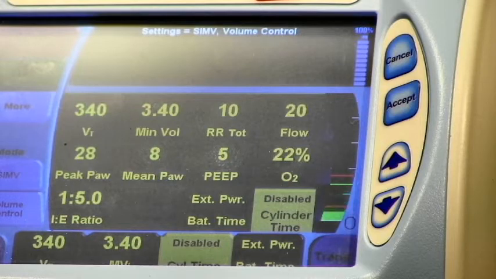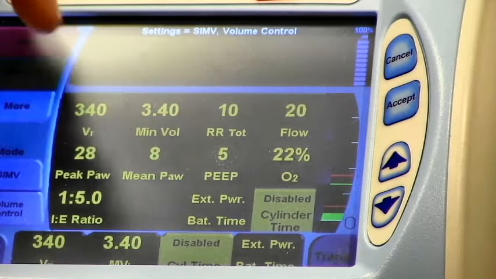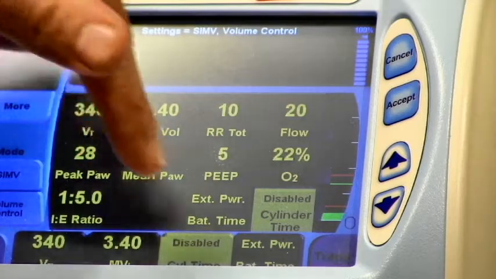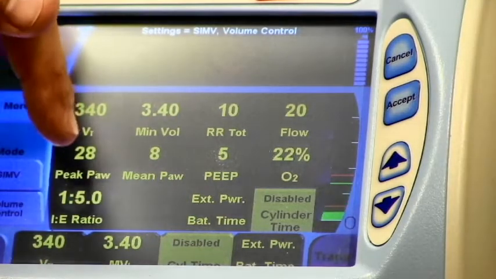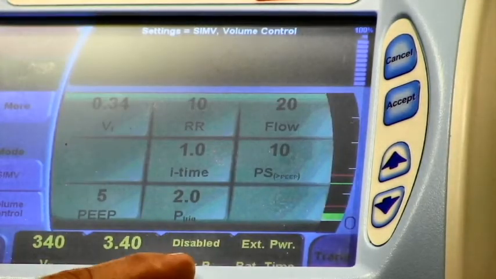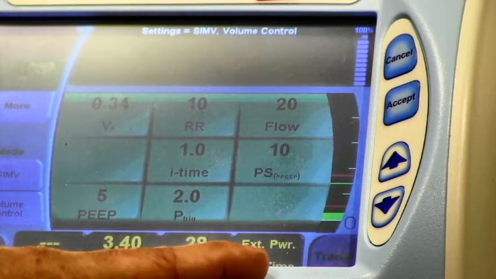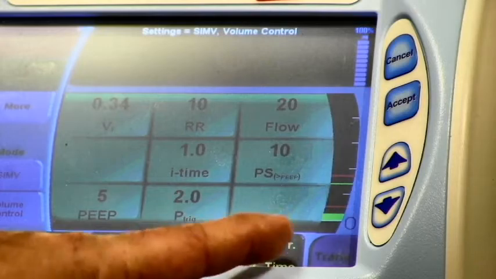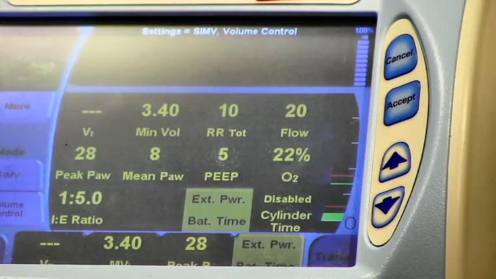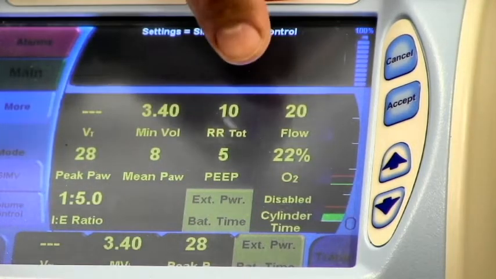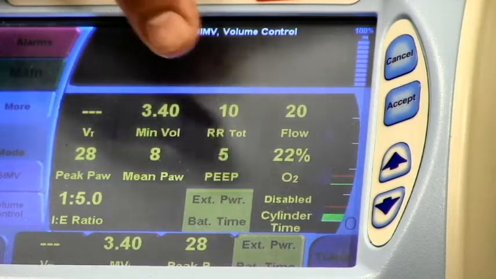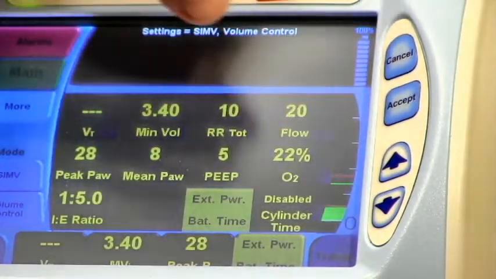Some of the things that I tell everybody to always monitor is going to be your peak airway pressures. So we're going to touch this one, it turns yellow. We're going to touch peak airway pressure. It automatically turns this over to peak airway pressure. Over here I have extended power and battery time. I don't want to display that because I'm going to be on most of the time on my plug-in power. So as I go over there, then I want to change something else to this over here.